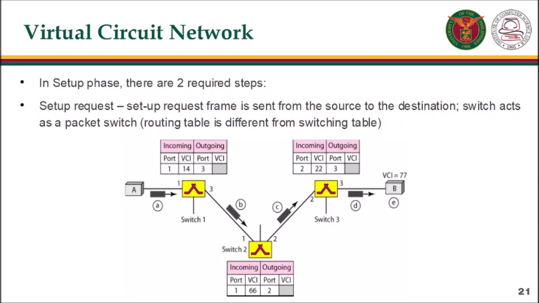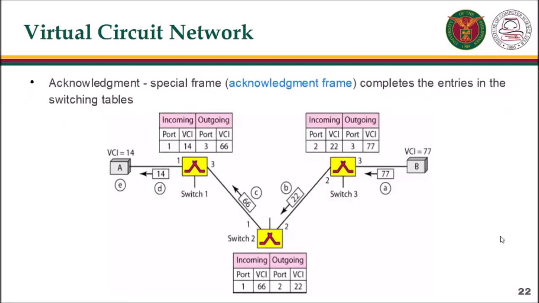In the setup phase, a switch creates an entry for a virtual circuit. 2 steps are required: the setup request and the acknowledgement. In the setup request, a setup request frame is sent from the source to the destination. The switch acts as a packet switch. At the acknowledgement step, a special frame completes the entries in the switching table.